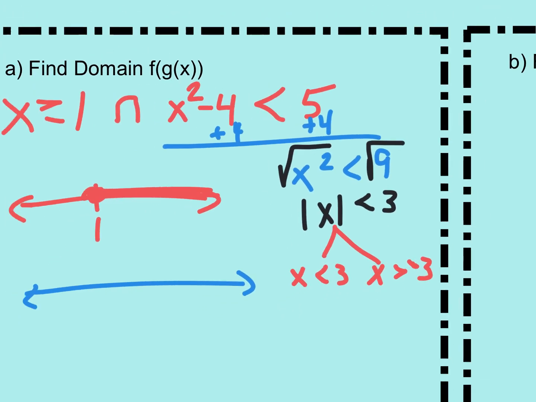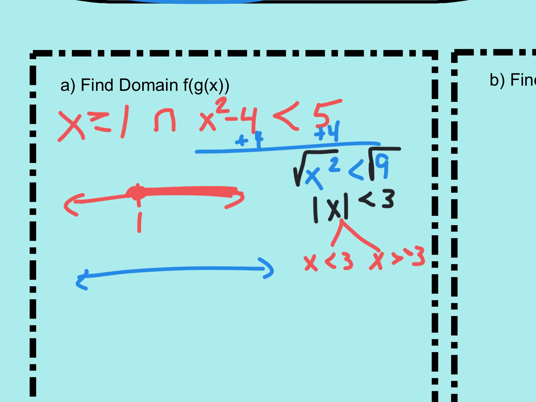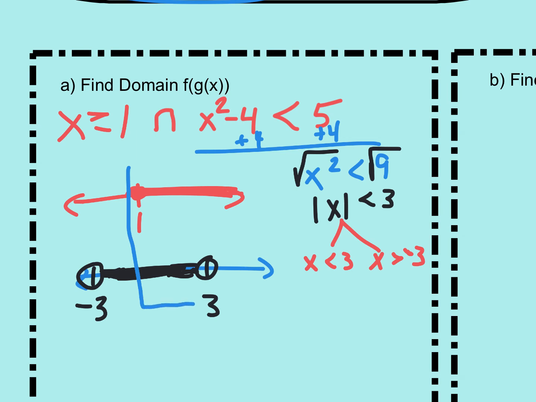Okay, so now I have to graph that. x is less than 3. Well, here's where 3 is. And x is greater than negative 3. Well, negative 3 would be way down there. And it's in between those two. And now, I don't know if you remember this from yesterday, we see where they overlap each other. They overlap right in there.